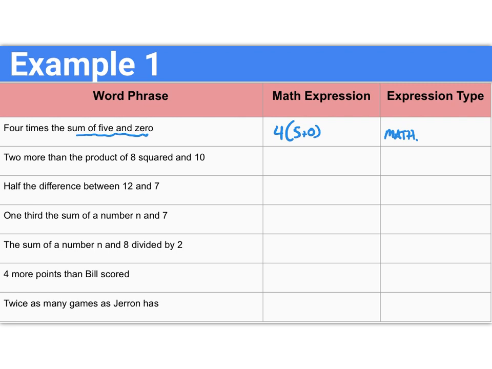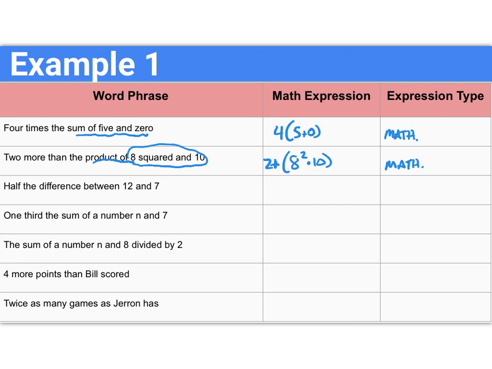2 more than the product of. The product of. So we're looking at these things in parentheses. So 8 squared times 10. 2 more than. So 2 plus. 2 more than. More than means plus. And because we're dealing with all numbers, this is a mathematical expression.